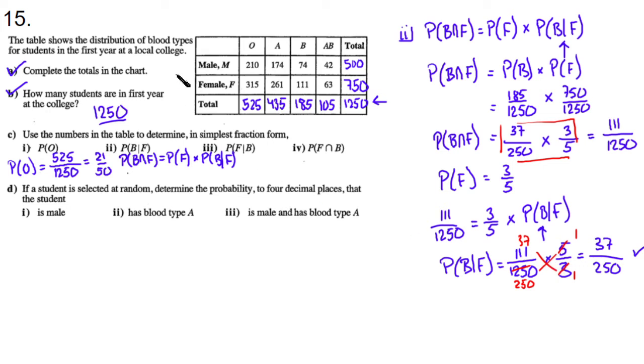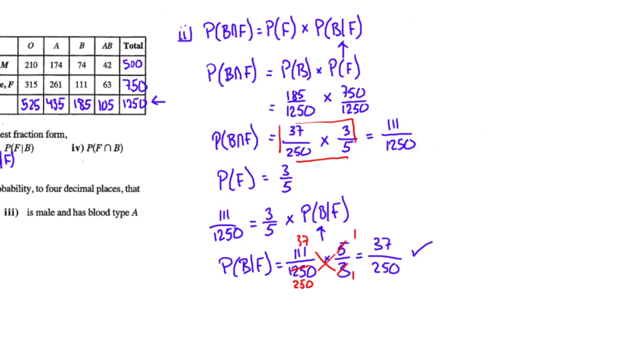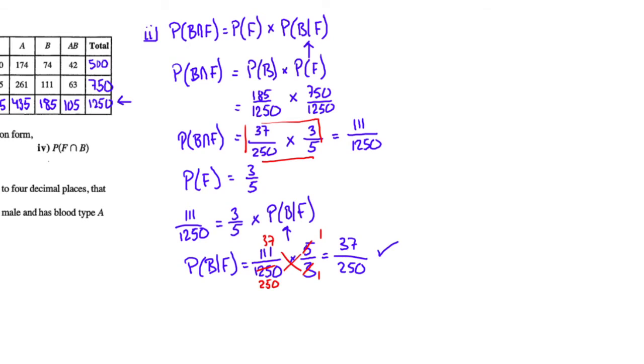Okay, so that was question 3, this one right here. Now we have question 4. So I'm going to see if I can fit that a little bit on the side. Okay, so we want to determine the probability of female and blood type B.